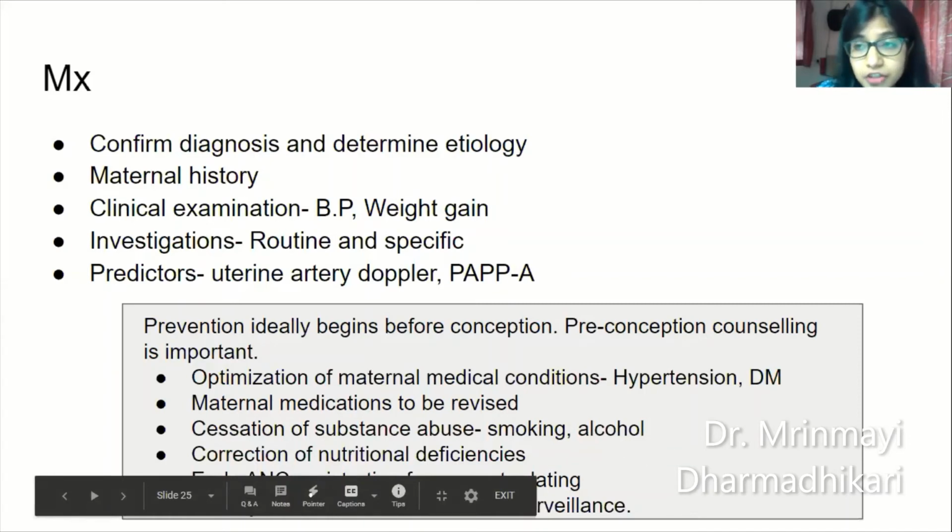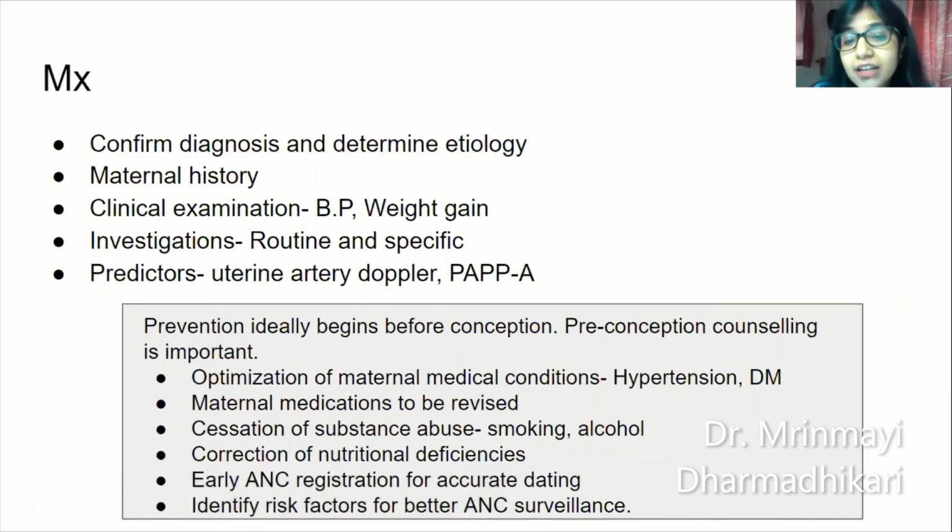Correction of nutritional deficiencies, especially anemia, as we saw. Anemia is associated with higher chances of intrauterine growth restriction. Early antenatal registration for accurate dating. We do not want to misdiagnose IUGR. And lastly, identify the risk factors for better antenatal surveillance.